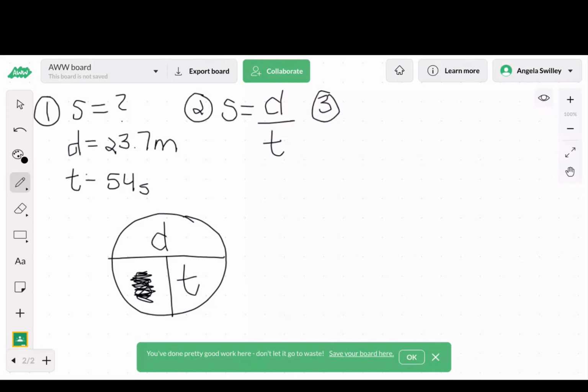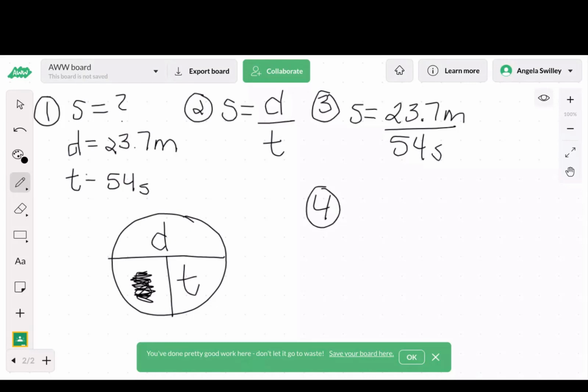Now let's write our formula in numbers. And all you do to do that is replace the letters with numbers. So speed equals 23.7 meters divided by 54 seconds. Okay? And then we're going to solve with units. Now real quick, when you divide, you always put the number on top in your calculator first. Okay? You always put the number on top in your calculator first.